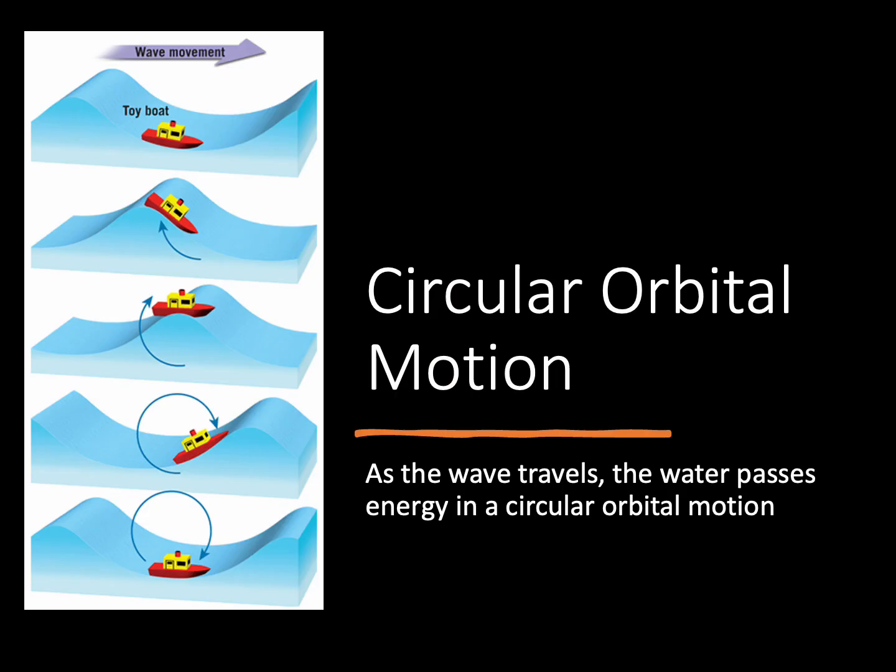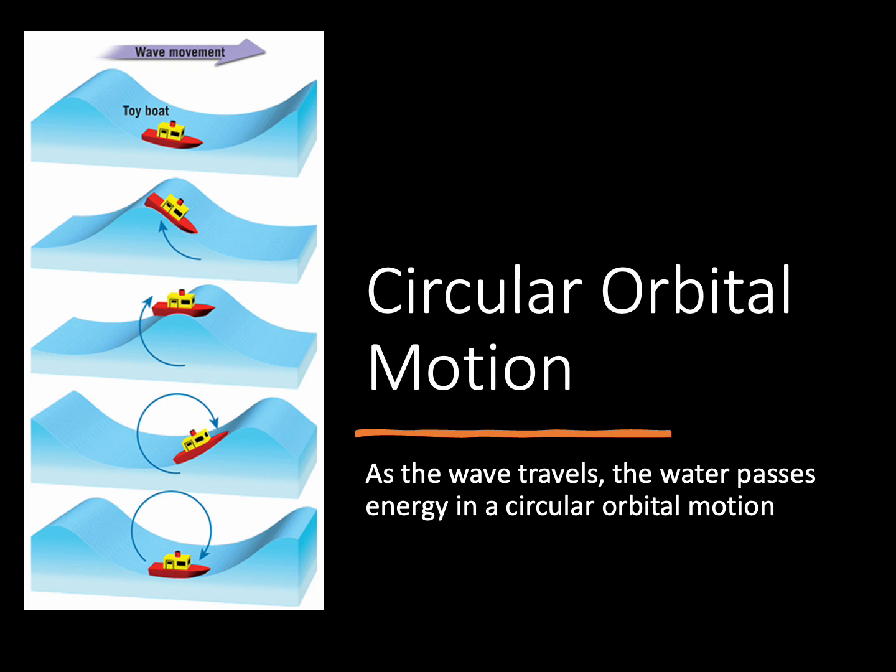Waves move in what's called a circular orbital motion. If you've ever been in the ocean and played around in the waves, if you stay in one location, the waves are going to push you up, and then they're going to push you back down. You'll be at the surface of the water the entire time, but like we see with this boat, it's going to look like it's being moved up and down in the water, even though it's staying in the same location. And this is because waves actually move in a circular pattern.